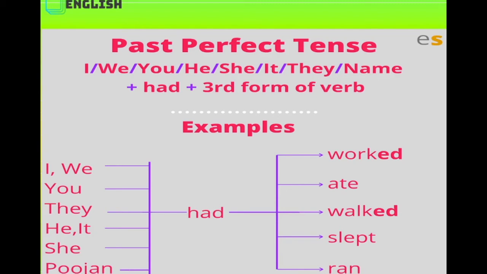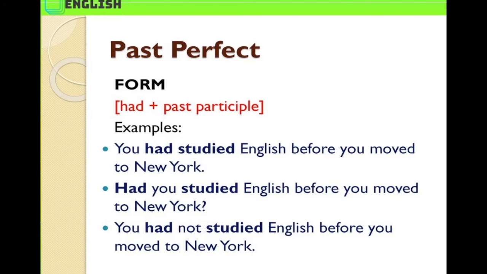For example, see, I, we, you, they, he, it, she, Poojan, right? These all are the subjects, singular and plural both, but we are using had with each and every subject. And check the main verb: worked, ate, walked, slept, ran. These all are written in the third form of the verb. So, the past perfect form is had plus past participle.